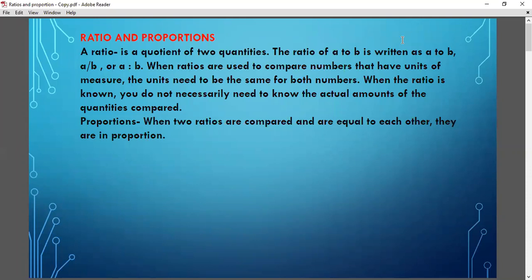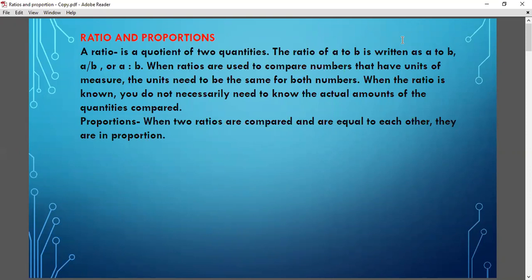Hello everyone. So today we are going to start our new topic, that is ratio and proportion. Before starting further, let's take a quick recap of what we have in the definitions for ratio and proportions.